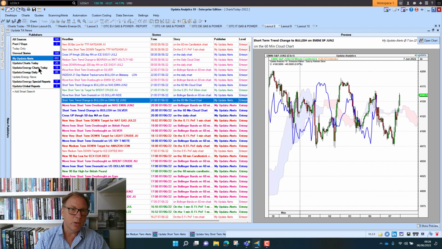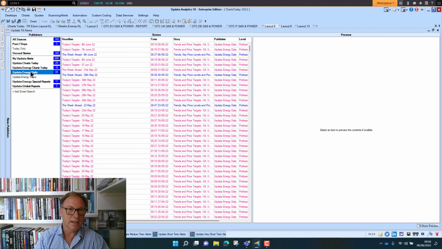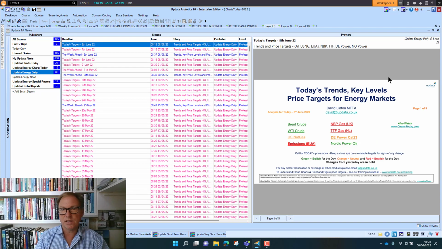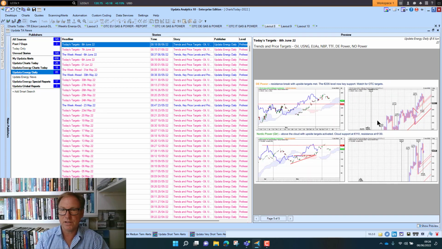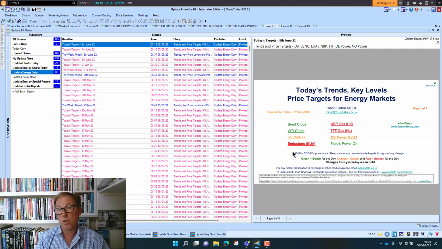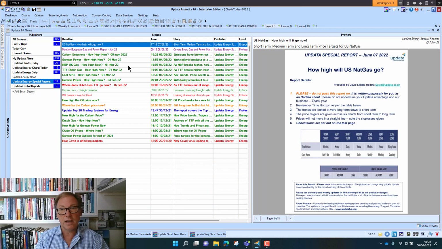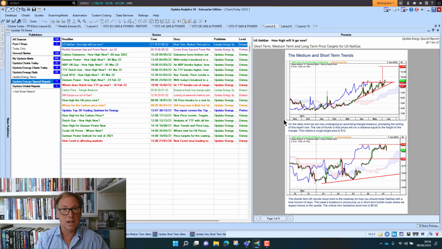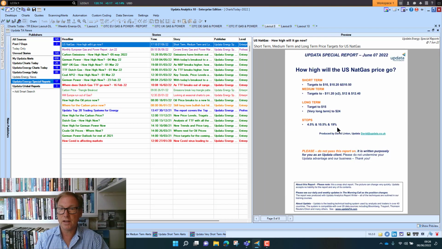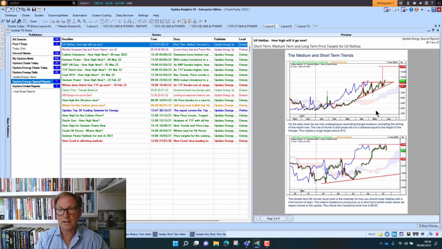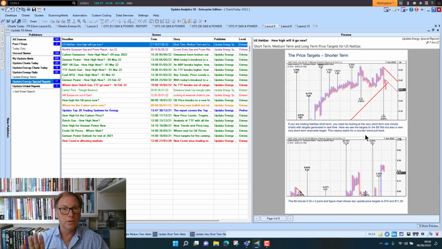And of course, we put out our energy daily, so we put out our trends and targets for the day to clients first thing this morning, so you can just see that report. We were bearish on emissions and on gas. Turned neutral on power. We've been bullish on power for a while, obviously. Also, a new special report out last night to clients on US nat gas. How high would US nat gas go, with all the price targets there, and you will not believe some of the scale of these long-term targets.